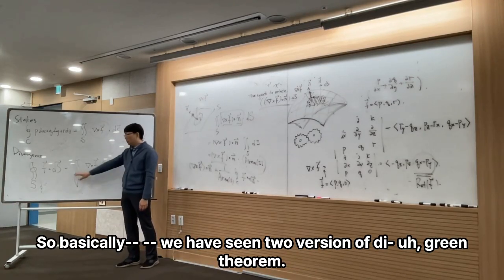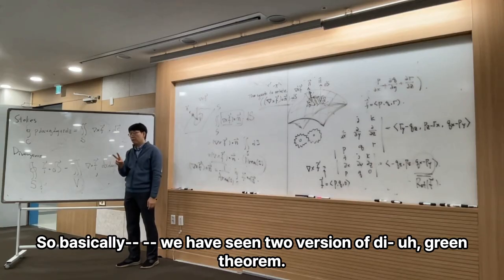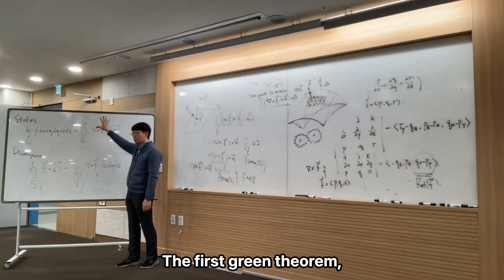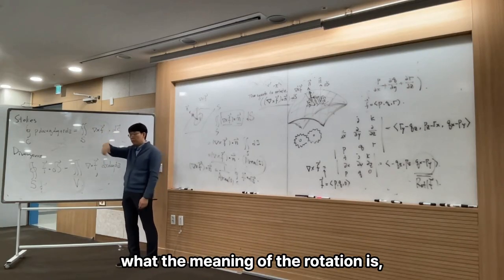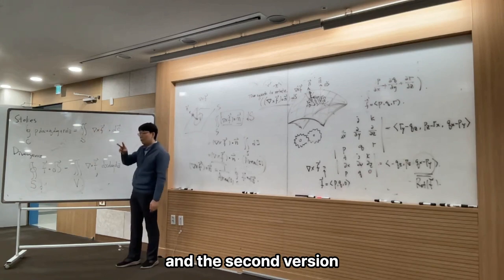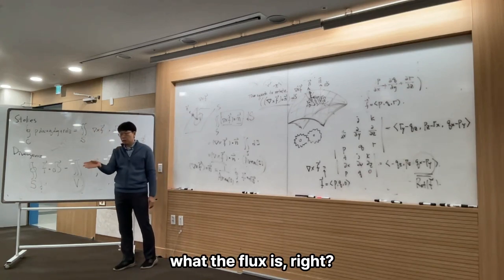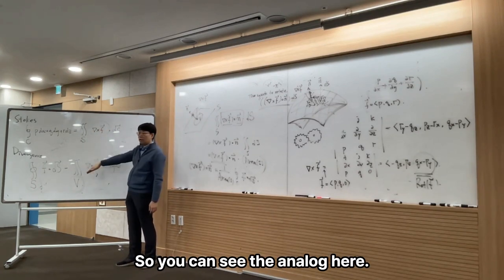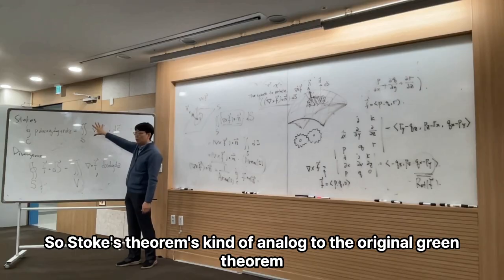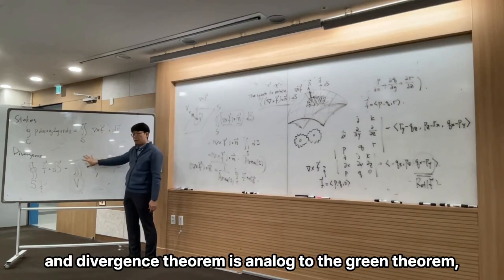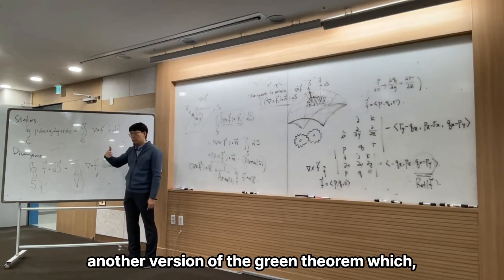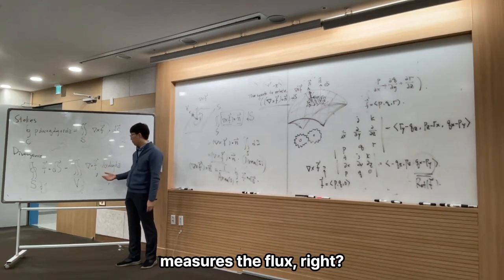So basically, we have seen two versions of Green's theorem. The first one measures the meaning of rotation, and the second version is about the flux. You can see the analog here. The Stokes theorem is analogous to the original Green's theorem about rotation, and the divergence theorem is analogous to the other version of Green's theorem, which measures the flux, right?